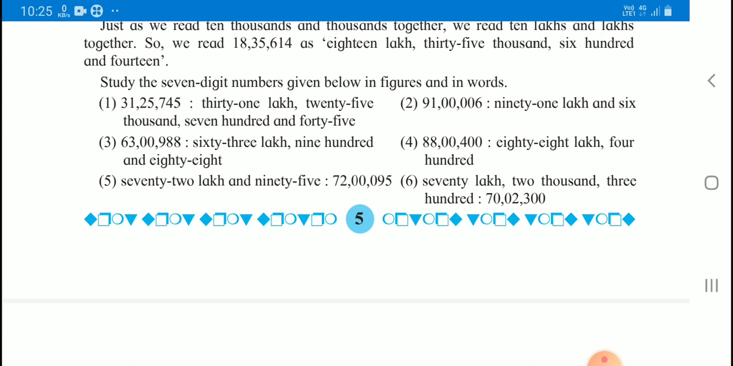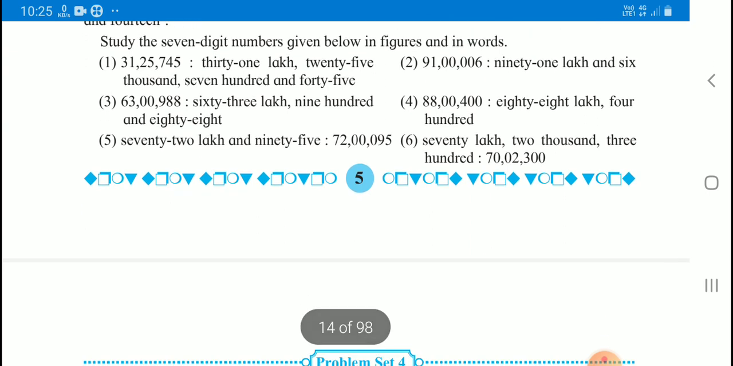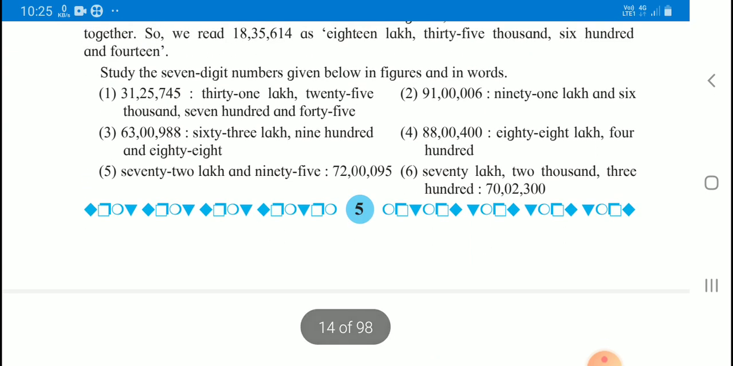Third number is 63,00,988. This number is read as 63 lakh 988. Now next number is 88,00,400. We have to read it as 88 lakh 400.